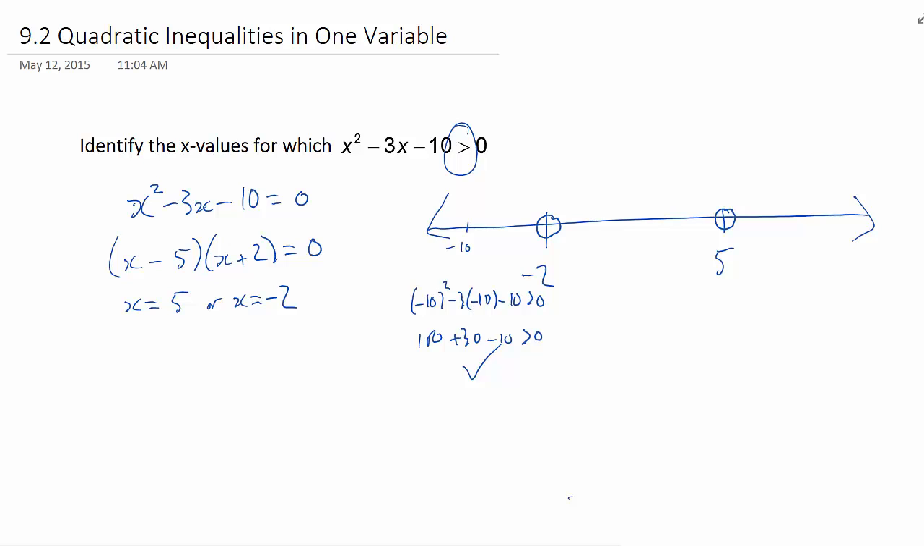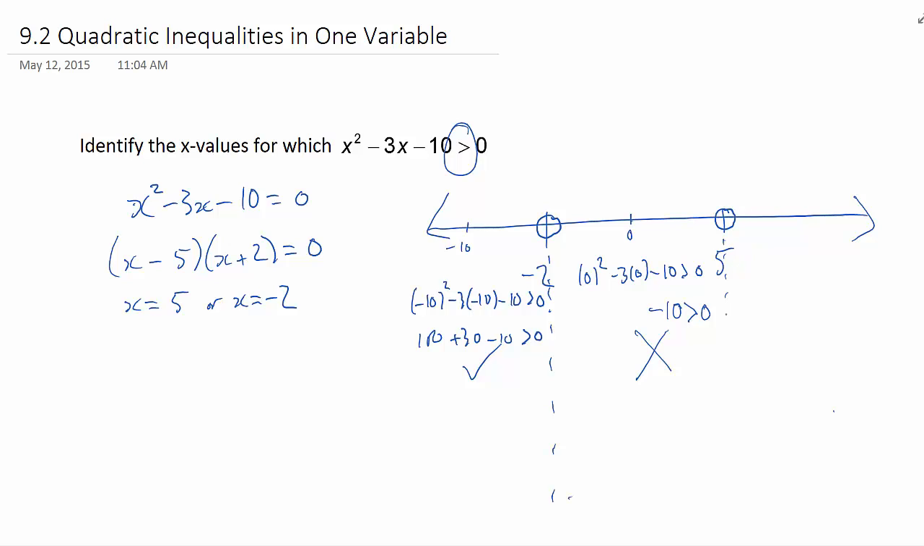Let's test the next interval here, between -2 and 5. Hey, there's a nice number in there, 0. Let's test 0. 0 squared minus 3 times 0 minus 10 greater than 0. Is minus 10 greater than 0? No, minus 10 is not greater than 0. This interval is not the solution.